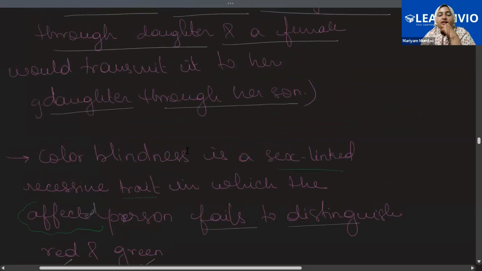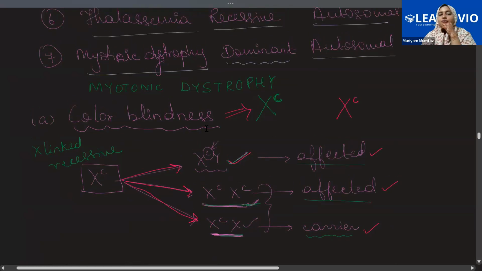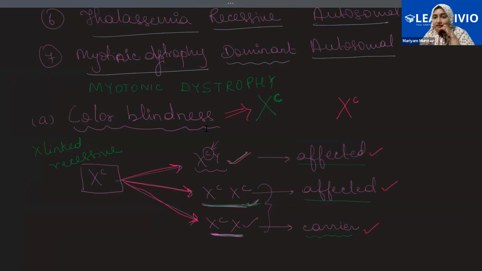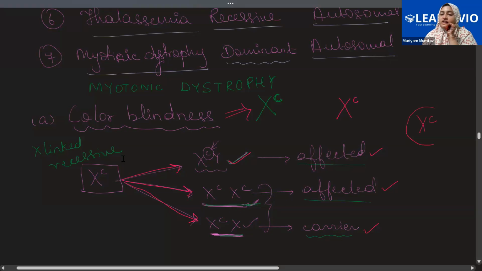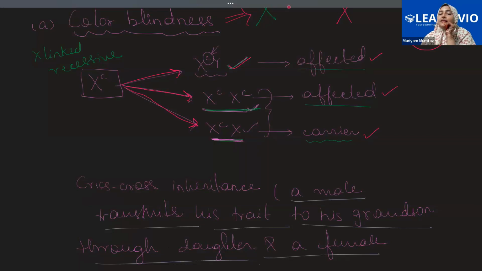In the previous class, we had discussed color blindness, how color blindness inheritance takes place. We know that it is an X-linked recessive disorder, meaning that it will express itself in the homozygous condition and not in any other condition. If X^C is the faulty gene that carries color blindness, then a human with X^C along with a Y is a male, and this male would be affected.